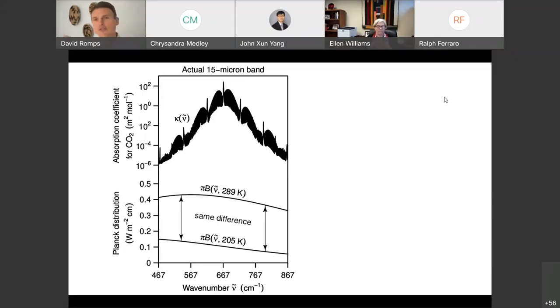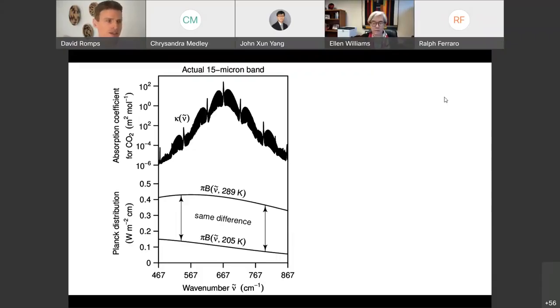Which is to say, if you change the temperature from 289 to 205 Kelvin at 867 inverse centimeters, you'll get the same change in spectral flux as you would get at 467 inverse centimeters. So this is really valuable. It tells us that for the range of Earth-like temperatures, it doesn't really matter where we are in this wave number interval, we're going to get the same change in emitted flux for a change in temperature.